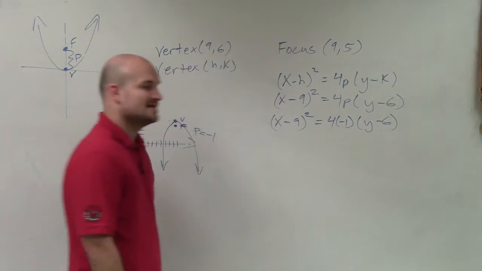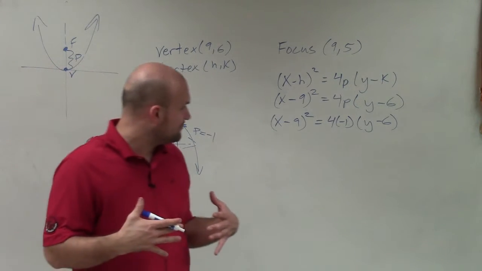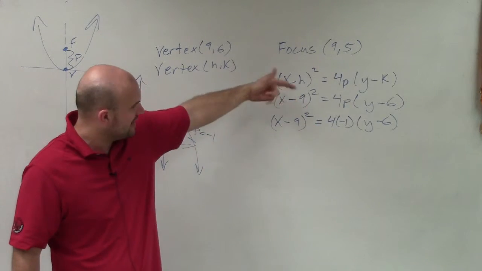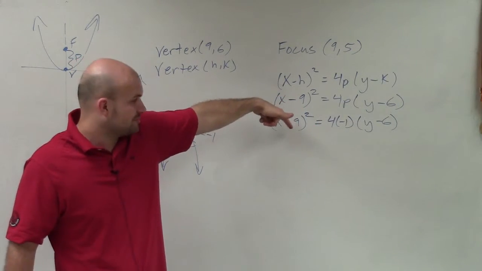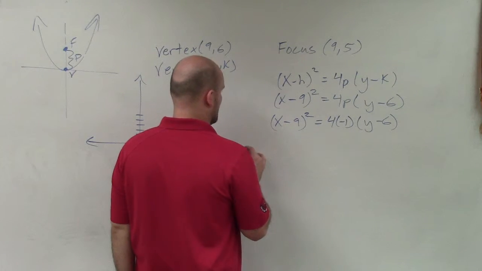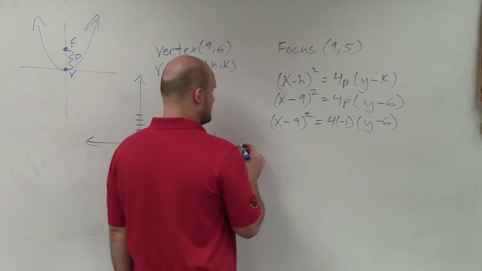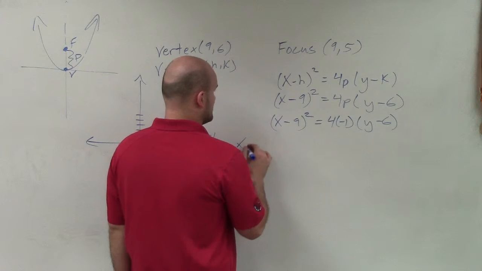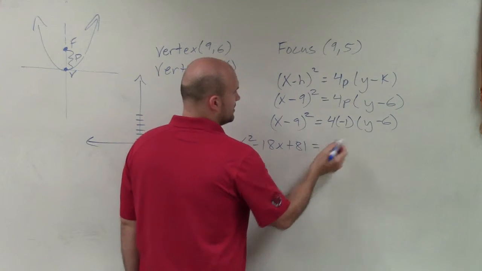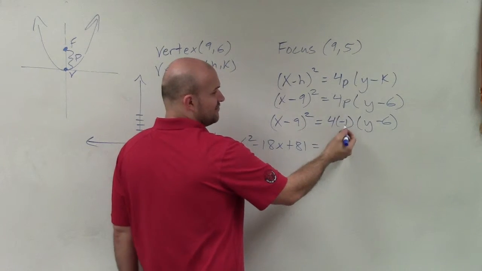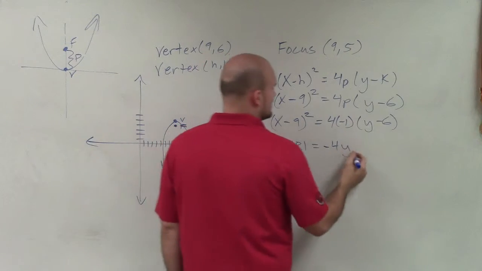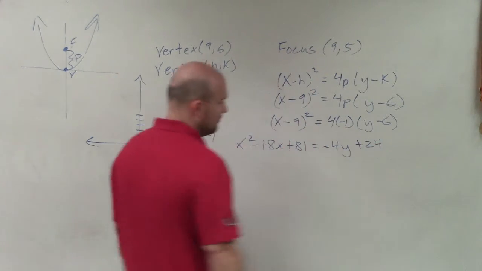Okay, now the next step, what I'm going to do is finally solve this. I want to solve this for y. So to do that, I'm going to have to expand my quadratic, and then apply the distributive property. So expanding my quadratic, a binomial square produces a perfect square trinomial. So that's going to be x squared minus 18x plus 81 equals 4 times -1 is -4. So -4 times y is -4y. -4 times 6 is going to be a positive 24.